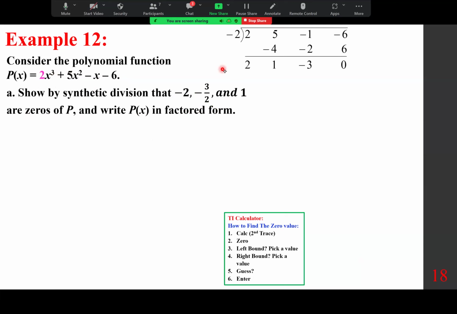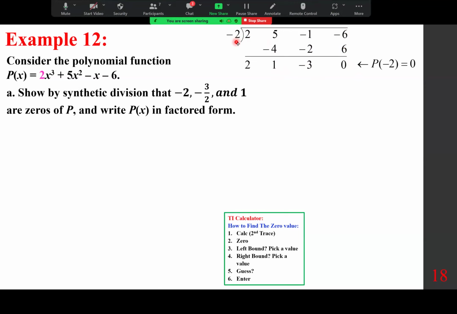So as an example for -2, first you have to write 2, 5, minus 1, minus 6. Okay, you write that. And then 2, you drop it. Multiplied by -2 is -4, and 5 is 1. Multiplied by -2 is -2, and -1 is -3. Multiplied by -2 is +6, and -6 is 0. So we showed that it's divisible by x plus 2. In other words, x plus 2 is a factor.